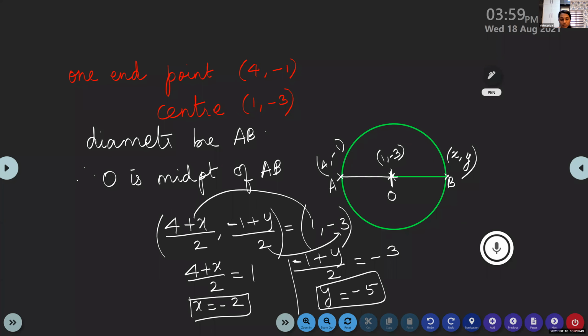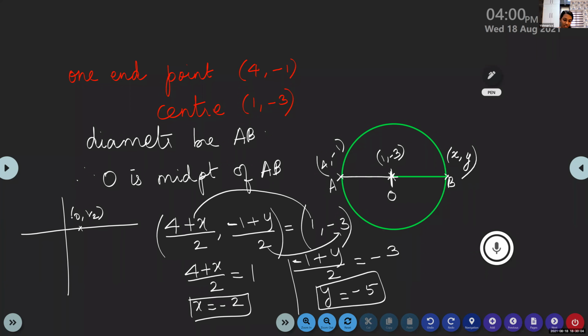Ma'am, can coordinates be fractions? Coordinates may be fractions. If you plot a point, sometimes we plot the point (0, 1 by 2), so x value is 0, y is 1 by 2. It is accepted. It may be in fraction.